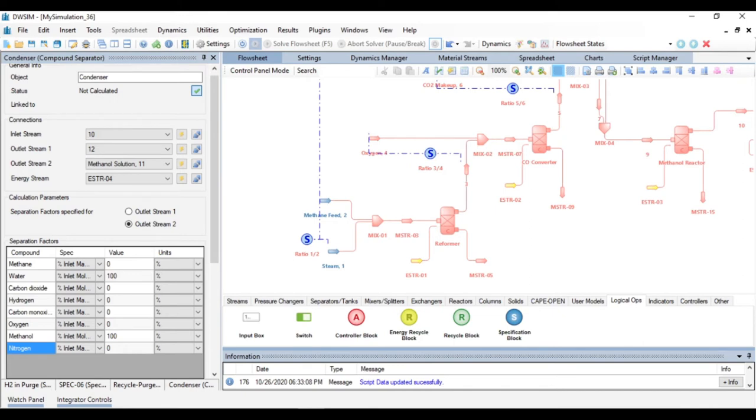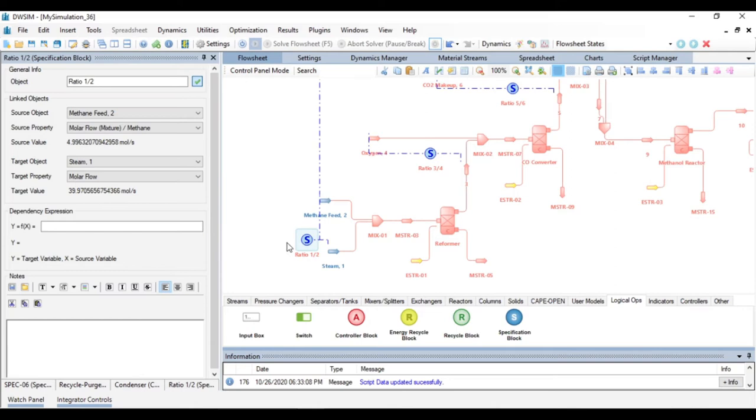So in the ratio 1 and 2, we know that in the main reaction, the reaction A, the moles of water needed for a complete reaction is 2. So we will multiply it by 2 and multiply it by the percent excess. So we have 10% excess, so 1 plus 0.1. So that is the expression for the steam. Click enter and we'll move to the ratio 3 and 4.